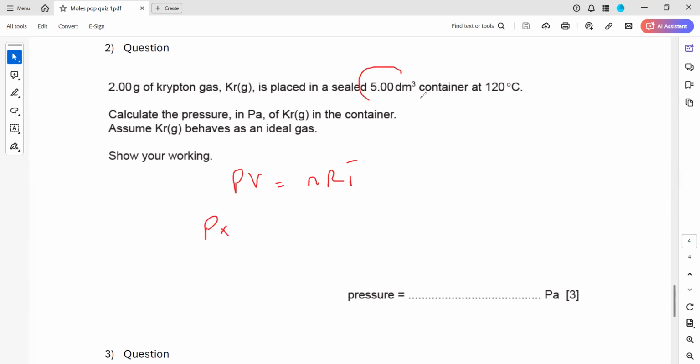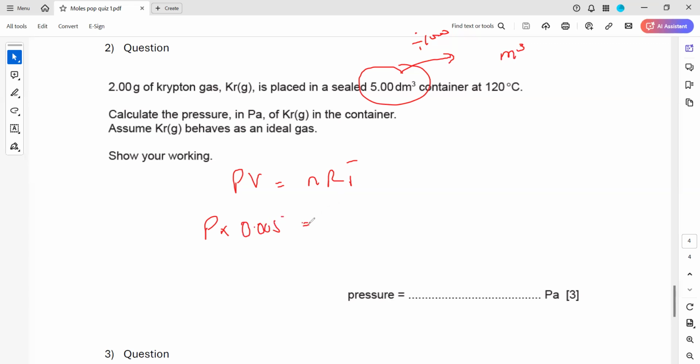V is the volume, but in SI units, the volume should be in meter cube. But that is given in decimeter cube, so we have to convert into meter cube. So decimeter cube to meter cube, we have to divide by 1000. So this will be 0.005.